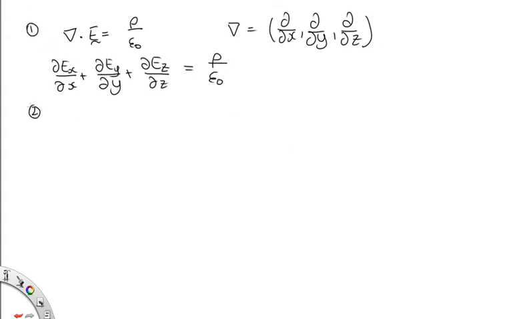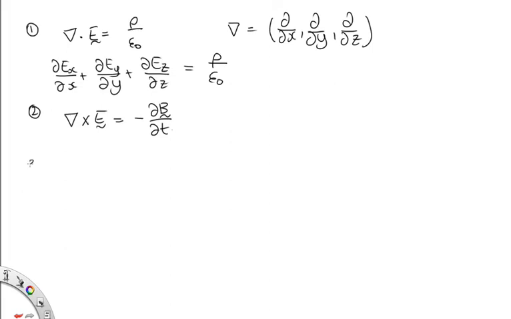Maxwell's second equation is del cross E is equal to minus dB/dt. Now, this is the vector cross product. This is the vector operator as written here, and this is the electric field. So if you were to solve this, you'd solve it just like a normal cross product. We're not going to write it all down now, but you'd write down your matrix i, j, k, d/dx, d/dy, d/dz, and then Ex, Ey, Ez, and use that matrix to solve this cross product.